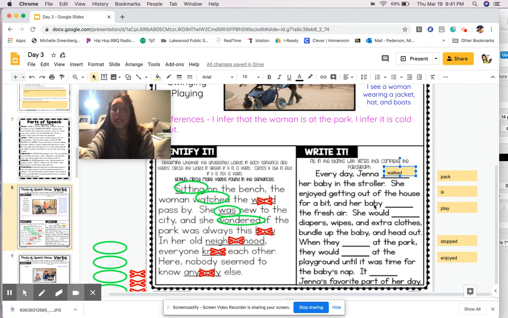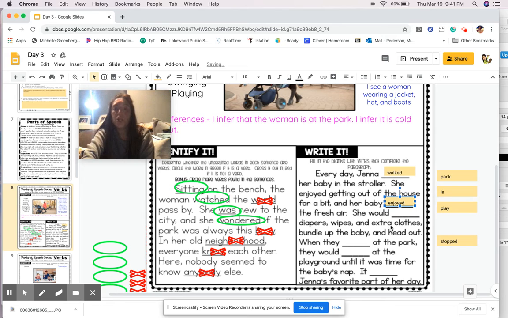She enjoyed getting out of the house for a bit, and her baby blanked the fresh air. The baby packed the fresh air. The baby is the fresh air. The baby play the fresh air, the baby stopped the fresh air, the baby enjoyed. I think it's the baby enjoyed. The baby enjoyed fresh air.